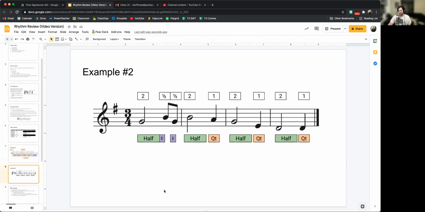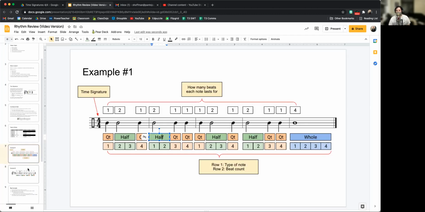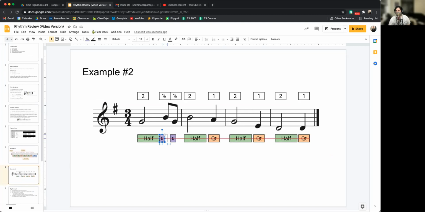Here's another example. This is from 2/4 and 3/4. And we can see the time signature is 3/4. That means 3 quarter notes in each measure. And let me go ahead and just nudge that over so that's easier to look at. We can see that this rhythm has a half note followed by 2 eighth notes, then a half note, quarter, half note, quarter, half note, quarter. Sounds like this.